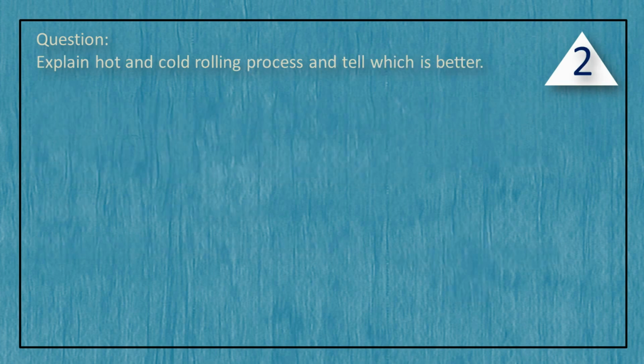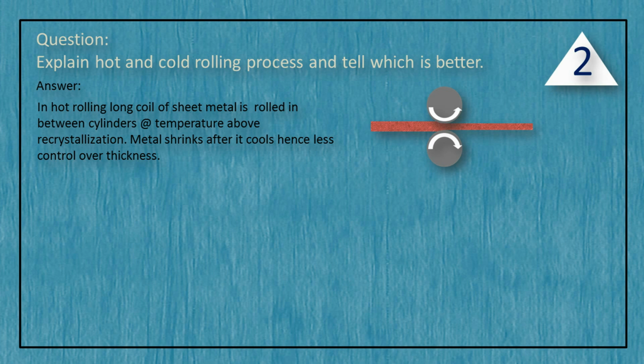Question. Explain hot and cold rolling process and tell which is better. In hot rolling, a long coil of sheet metal is rolled in between cylinders at a temperature above recrystallization. Metal shrinks after it cools, hence less control over thickness.